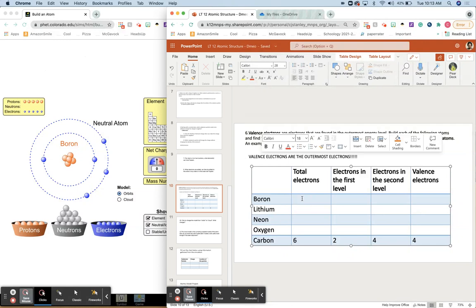How many do I have in that inner level? I have 2. How many electrons on that second level? Yes, good. I have 3. And that means I have 3 valence electrons. Good job. All right, finish this up.